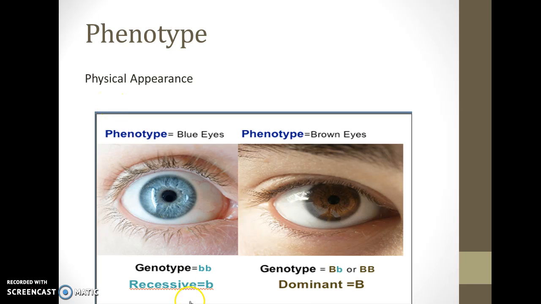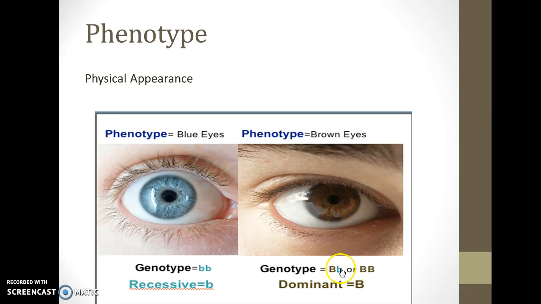So for example, let's say your allele was 2 lowercase b's. And we know that a big B stands for brown eyes because brown eyes are more dominant. And then a lowercase b stands for blue eyes because blue eyes are recessive, or the weaker gene. So if you ended up with this allele, 2 lowercase b's, your phenotype would be blue eyes because blue eyes is your physical appearance.